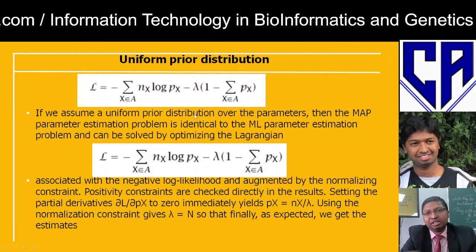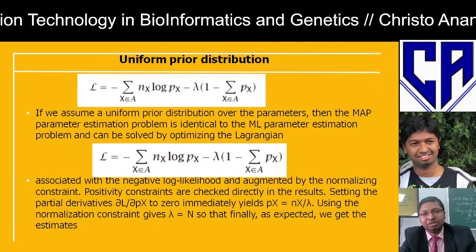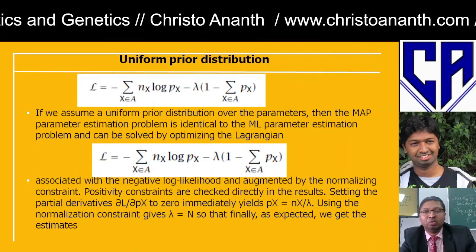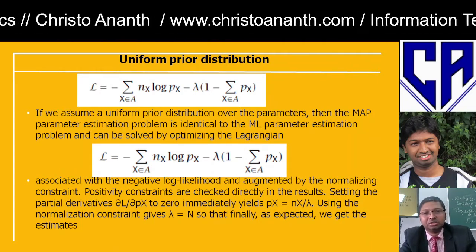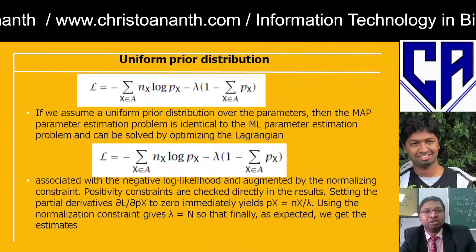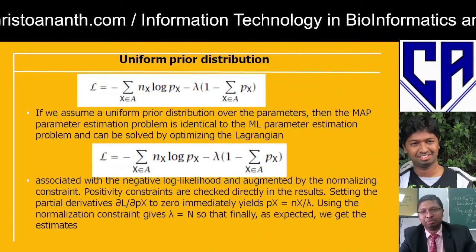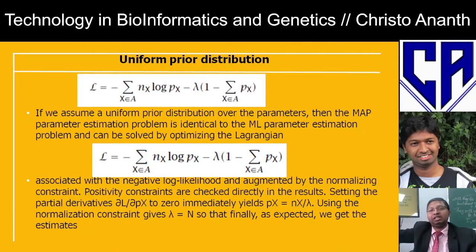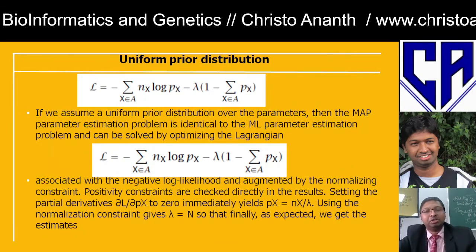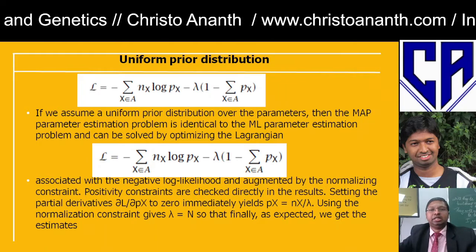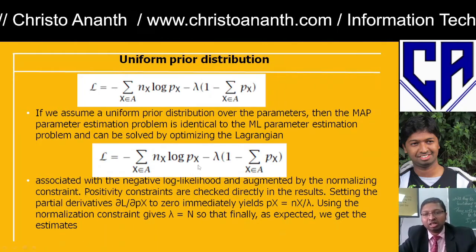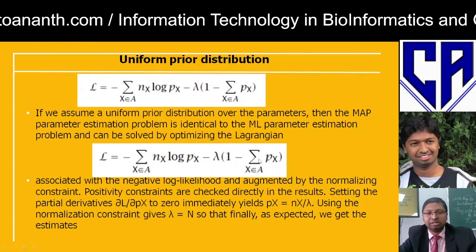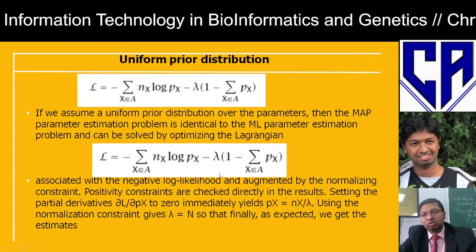So this is the uniform prior distribution. Here we will have the Lagrangian of the sequence: summation x belongs to A, nx multiplied by log px, minus lambda times 1 minus summation x belongs to A px. So this is the uniform prior distribution, where the parameter estimation problem considers the ML parameters. So L denotes the Lagrangian operator. L is equal to minus summation x belongs to A, nx log px, minus lambda times 1 minus summation x belongs to A px. So this is where we have the negative log likelihood.